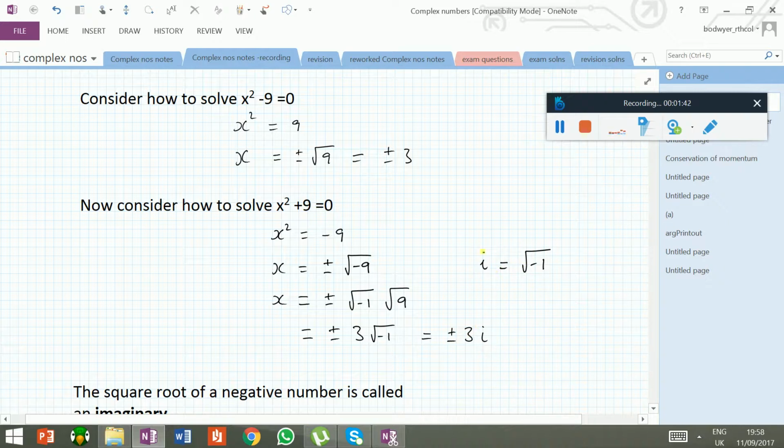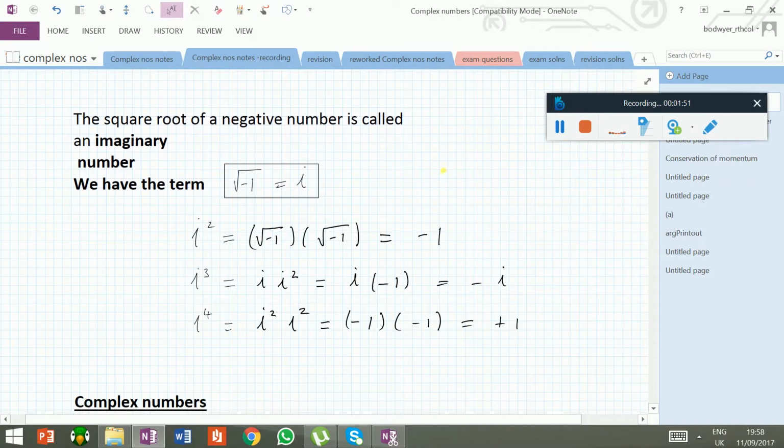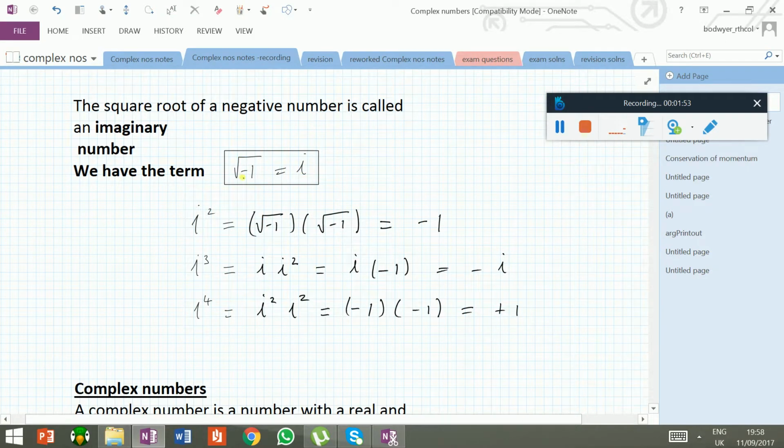So imaginary numbers give us a mechanism to deal with the idea that we sometimes get a minus number under a square root sign. I'm defining i to be the square root of minus 1, so let's just look at i squared. i squared would be the square root of minus 1 times itself. Now if you square this, effectively the square and the square root sign cancel each other out and you end up with minus 1. So i squared is equal to minus 1.